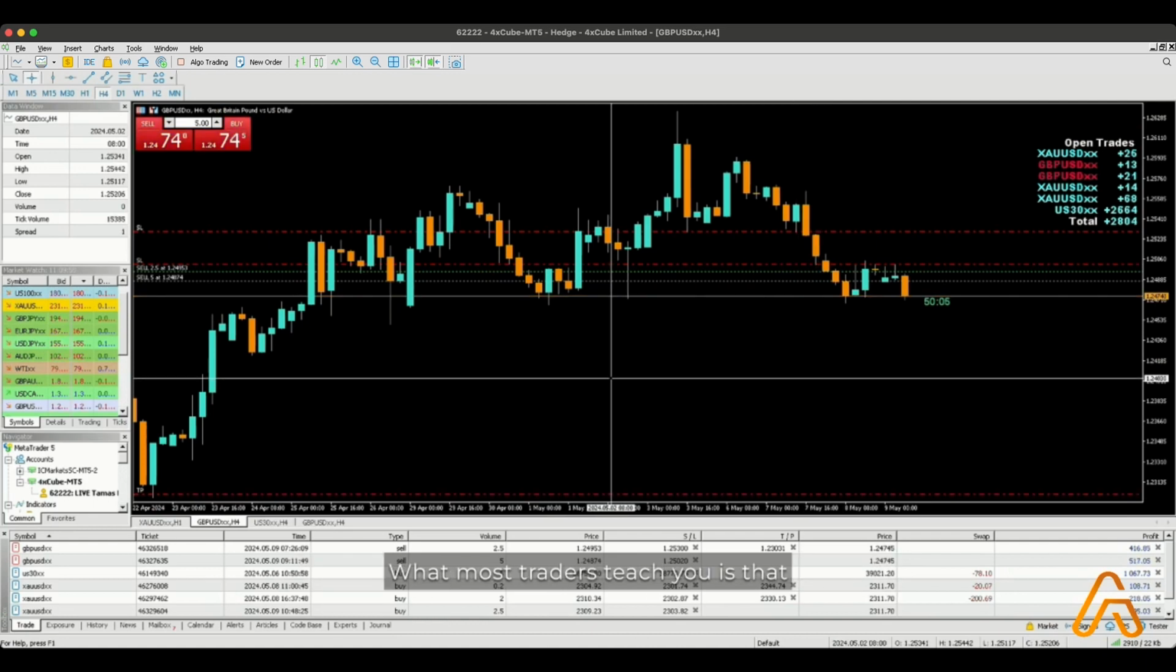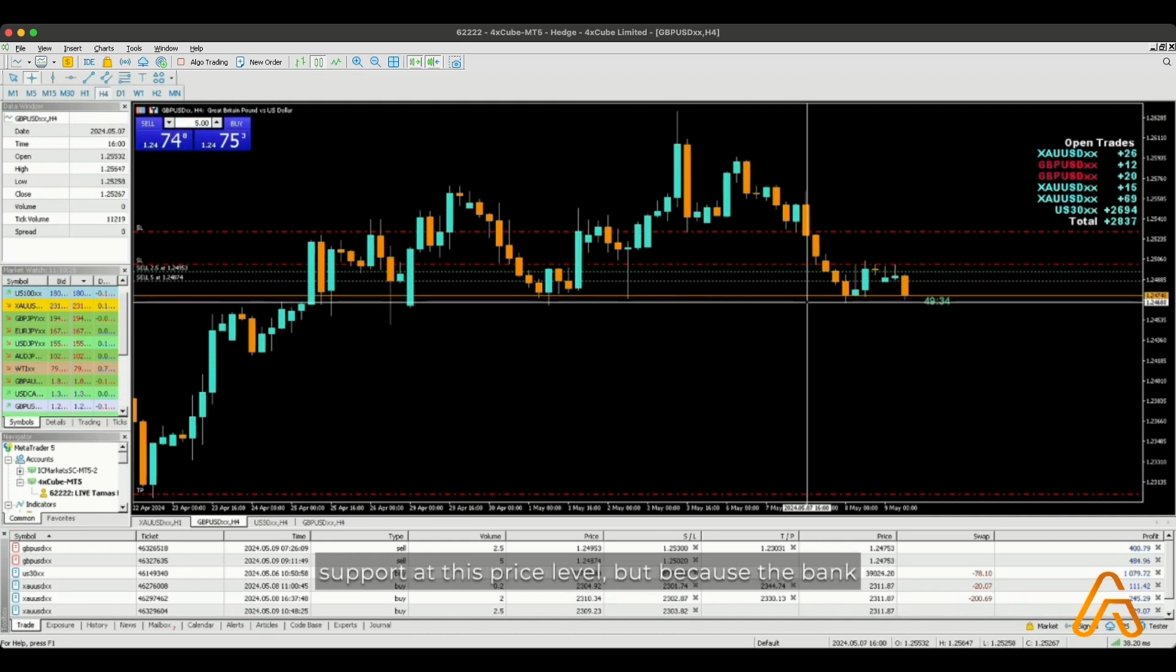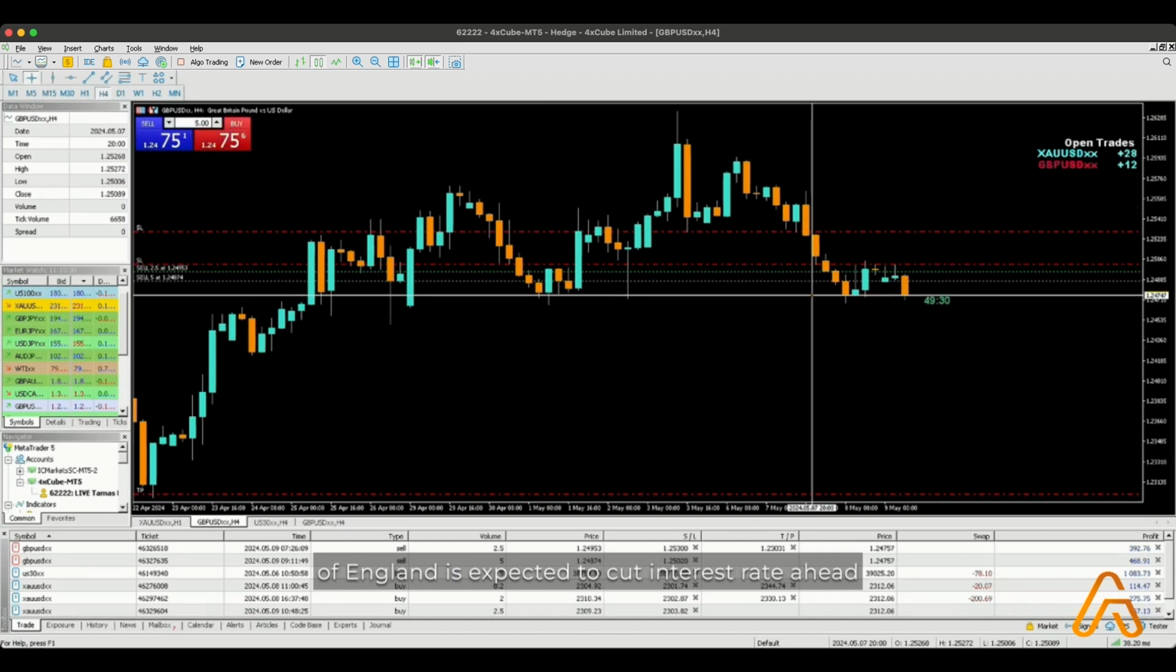What most traders teach you is to buy at support, sell at resistance, but it's absolute crap. 70% of the time, it just simply does not work. It works in a bullish or bearish trend, but when there is an important data release, such as the interest rate decision for a whole country about to be released, support and resistance usually fail. You can see that there is a nice strong support at this price level, but because the Bank of England is expected to cut interest rate ahead of the Federal Reserve, this support is 99% going to fail if everything goes as planned.